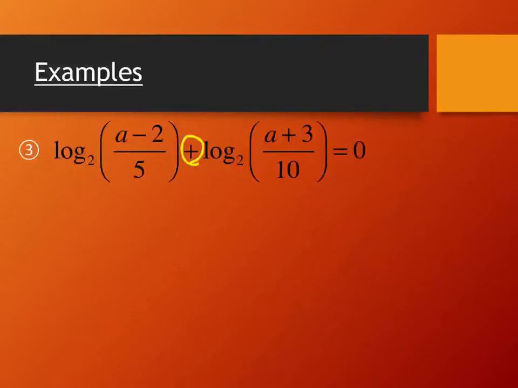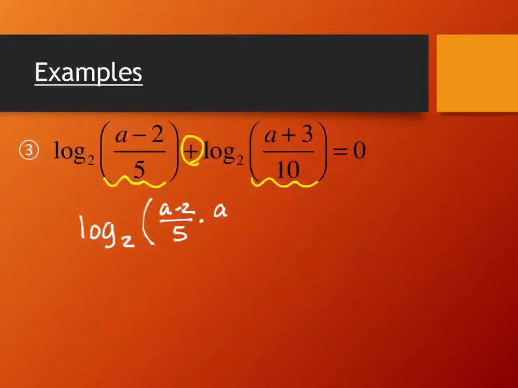So what property is this? Product, quotient, or power? It's a product rule. So what the product rule said is that I can take the insides of the logs and I can multiply them. So in particular, I will rewrite this as a single log, base 2. But now I have a minus 2 over 5 times a plus 3 over 10. And it may or may not be profitable at this point for us to actually distribute and multiply that out. So I'm going to leave it in the form that it currently is and not do that just yet until I can decide whether or not I need to.